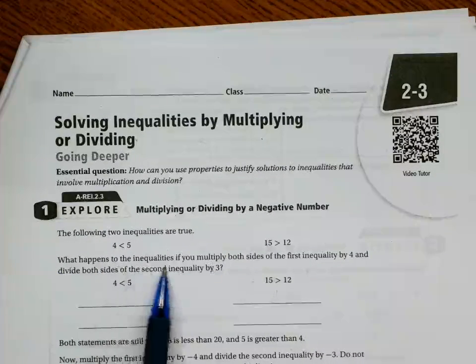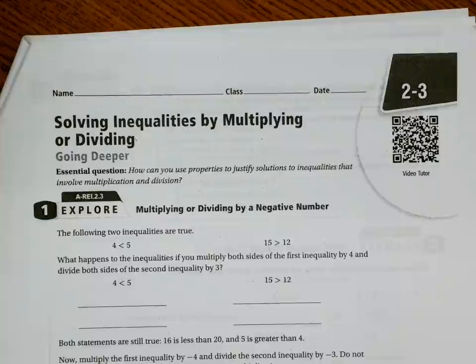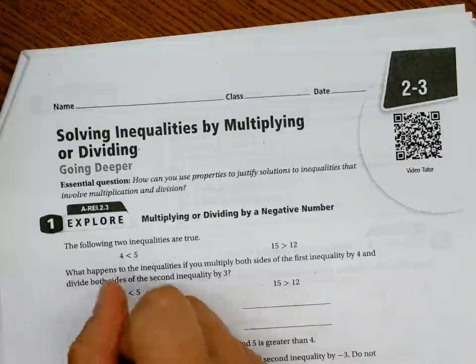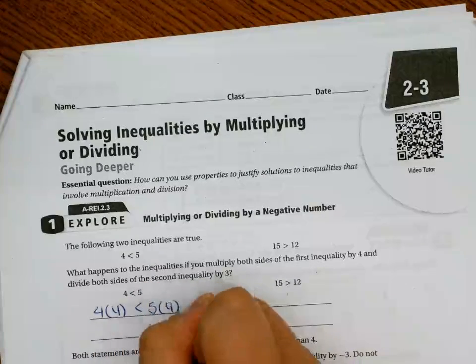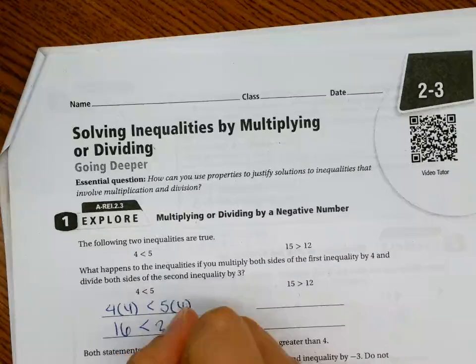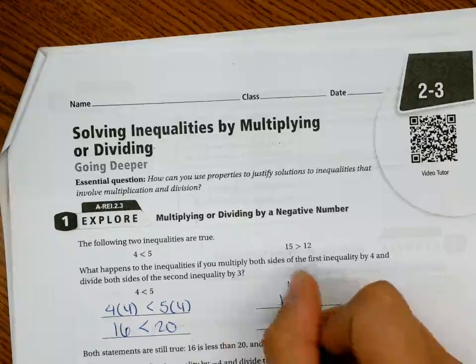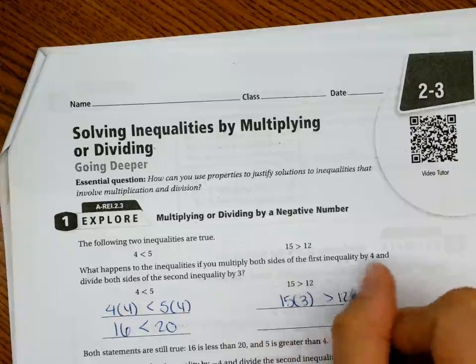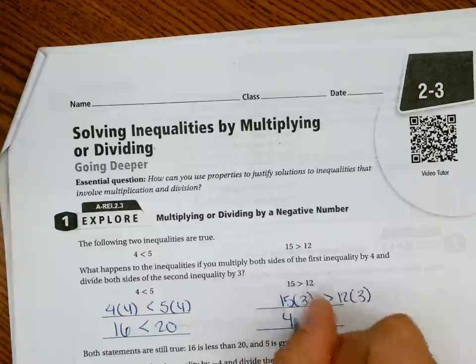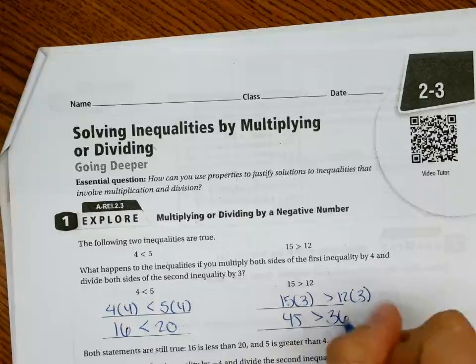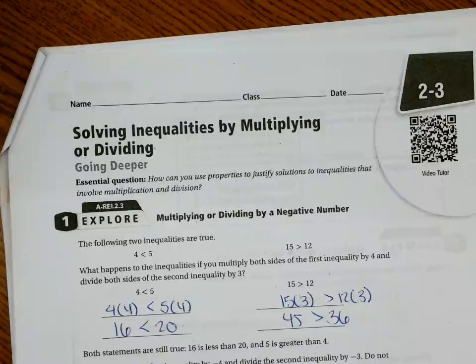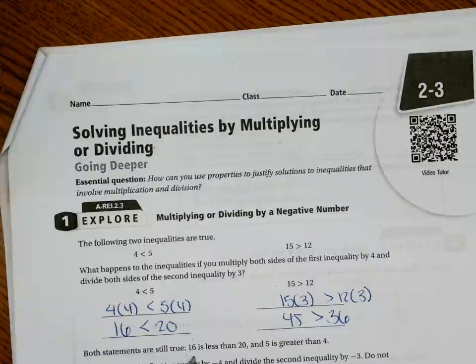What happens to inequalities if you multiply both sides of the first inequality by 4 and both sides of the second inequality by 3? All right, so if we're multiplying both sides of the first one by 4, we would have 16 is less than 20. And over here, if we're multiplying this one by 3, 15 times 3 is greater than 12 times 3. 15 times 3 is 45, which is greater than 36. So they still are true, right? Both statements are still true.